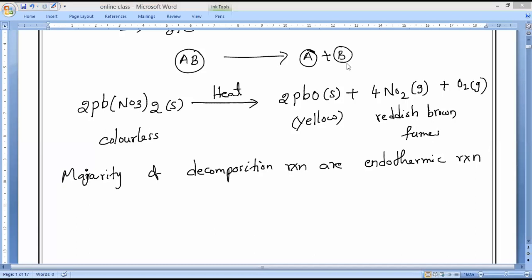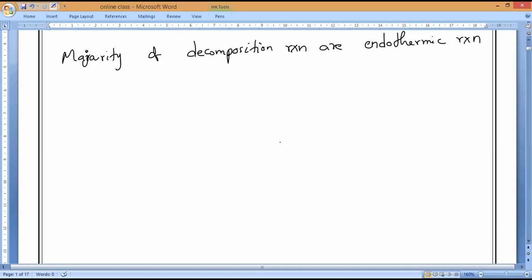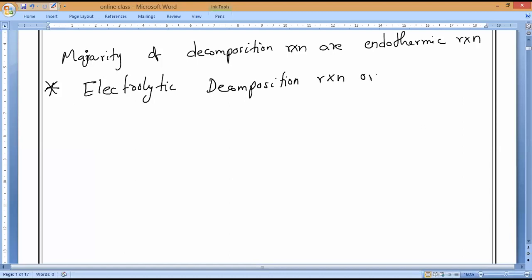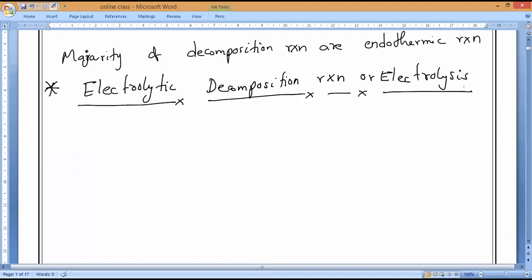Now, in today's class we are going to study the second type of decomposition reactions. You already know what that is, guys? Electrolytic decomposition reaction, or simply electrolysis. Clear, everybody? Even from the heading itself we can understand: electrolytic decomposition reaction, or electrolysis, means a chemical reaction, which is a decomposition reaction, carried out by passing electricity.